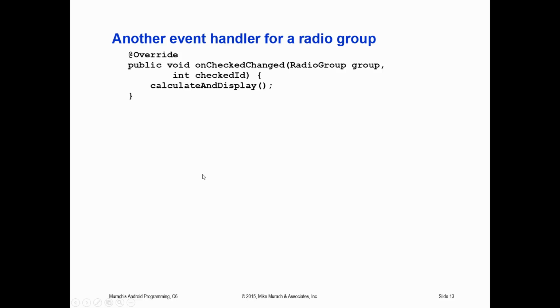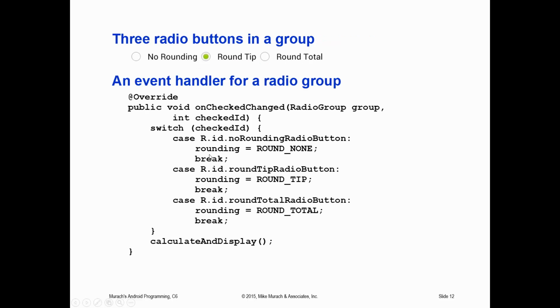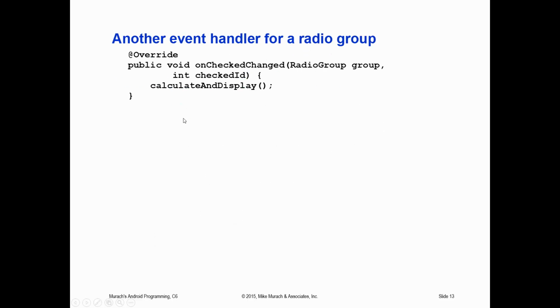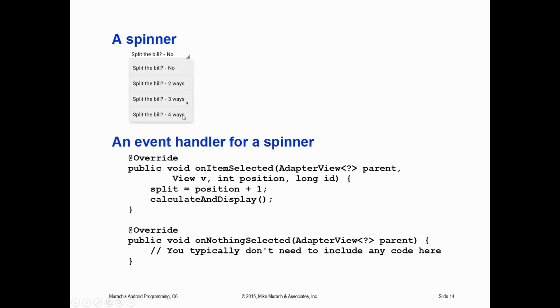All right, again, here's another way that it can be done without the if statement. Next, spinners on 176 and 177. As mentioned here, figure 6.5 on page 177 shows how to handle the events that occur when a spinner is first displayed and when a new item is selected from the spinner.